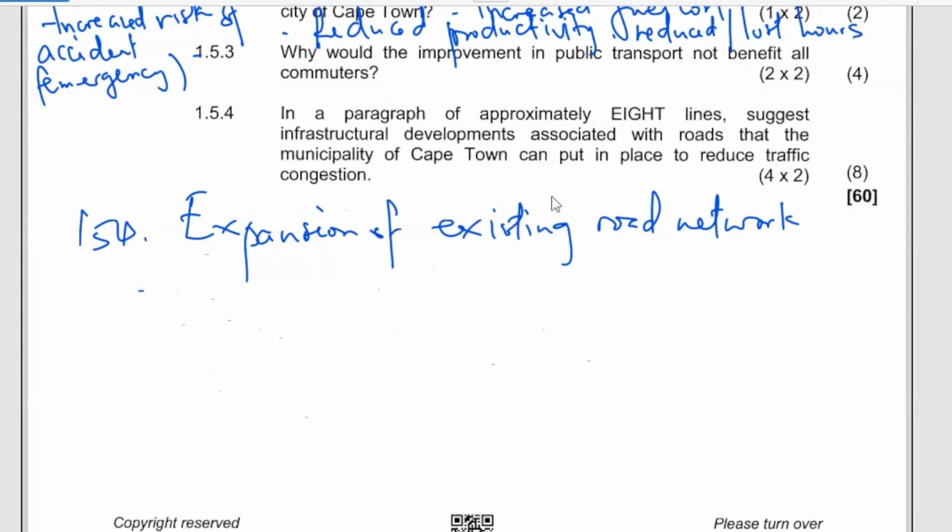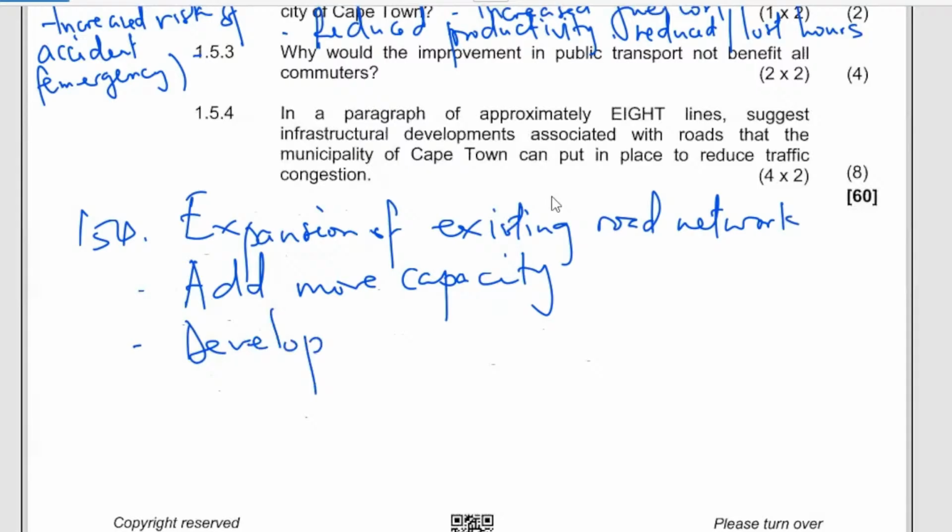or we can also add more capacity of the roads. Like we add extra lanes to accommodate extra vehicles on the road so that we limit traffic congestion. Then we can also look at development of new routes.